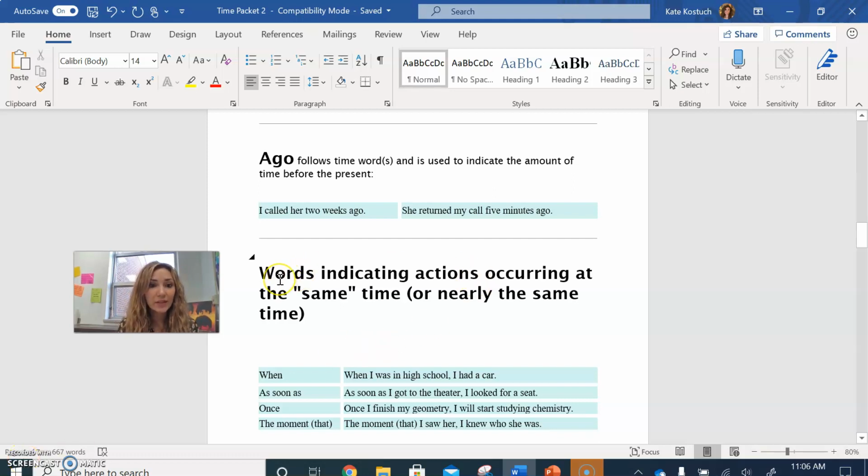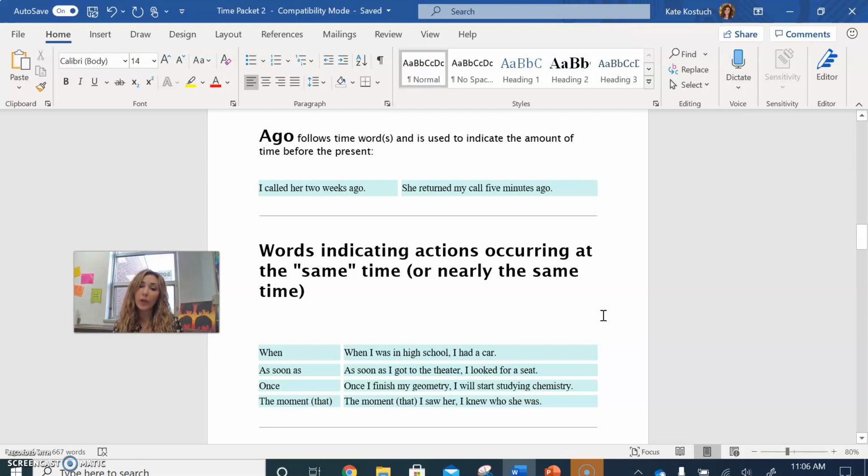Okay, here's where we left off. Words indicating actions occurring at the same time, or nearly the same time. When I was in high school, I had a car. When is also a question word asking about when something happened or when an event occurred. We can use this word to also show that at the same time two events were happening. So I was owning a car and I was in high school at the same time.